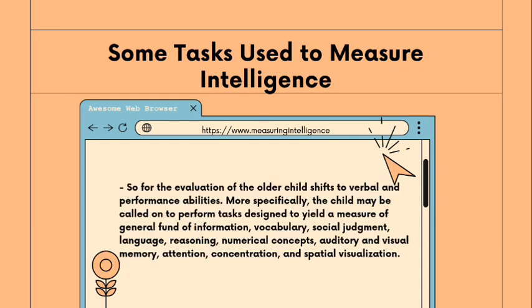So, the focus in evaluation of the older child shifts to verbal and performance abilities. More specifically, the child may be called on to perform tasks designed to yield a measure of general fund of information, vocabulary, social judgment, language, reasoning, numerical concepts, auditory and visual memory, attention, concentration, and spatial visualization. The administration of many of the items may be preceded, as prescribed by the test manual, with teaching items designed to provide the examinee with practice in what is required by a particular test item.